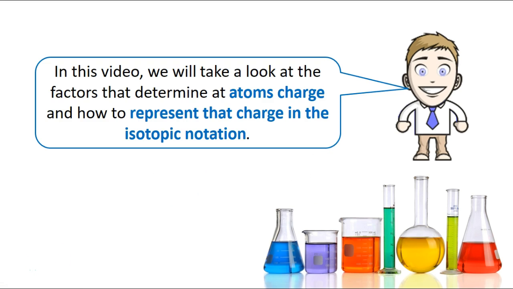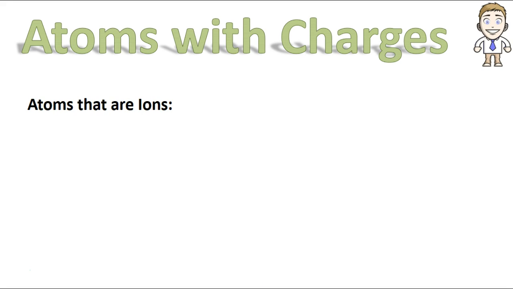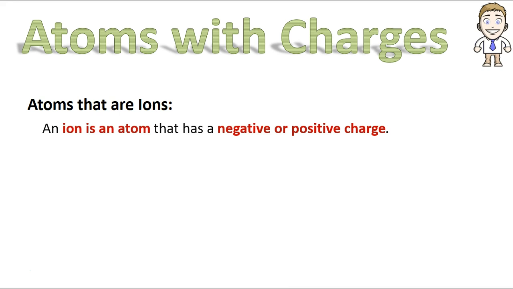In this video, we're going to take a look at the factors determining an atom's charge, and once you find that charge, how do you represent it in the isotopic notation? Let's start off with atoms that have charges in general and how we talk about them. We use the word ion. The word ion confuses a lot of people, but it shouldn't, because an ion is just an atom with a negative or positive charge. That's all.